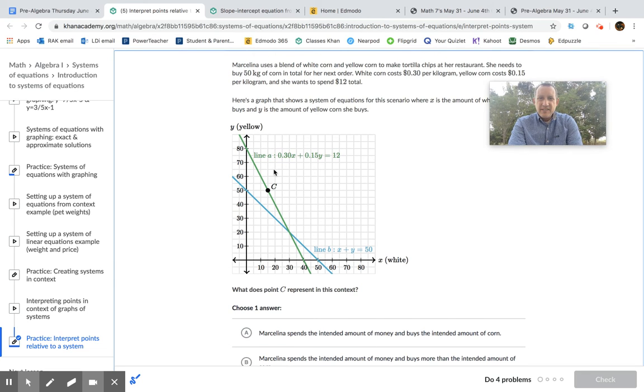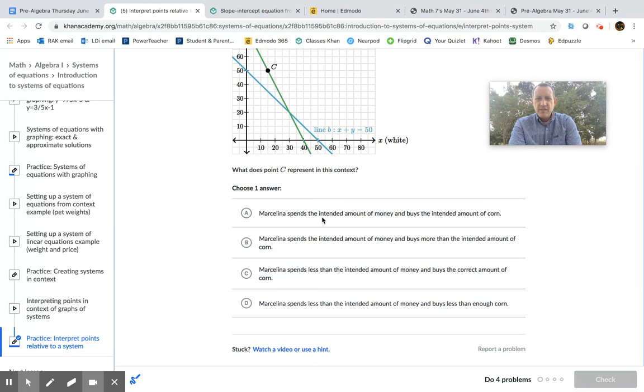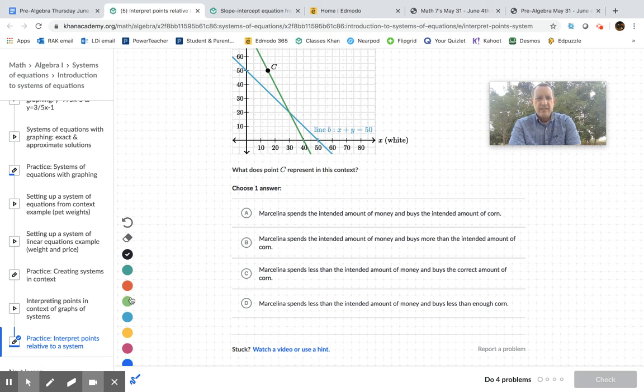So looking at these 2 lines, I think we've determined that this one up here, where it equals 12, represents costs. And this one down here where it says equals 50 represents the amount of corn. So the C I can see belongs to the cost line. It's here on that green line. So let's read our options. Marcella spends the intended amount of money. Yeah, because it's on that line. And buys the intended amount of corn. No, she did not buy the intended amount of corn, because this blue line is the intended amount of corn, where she's buying exactly 50 kilograms.